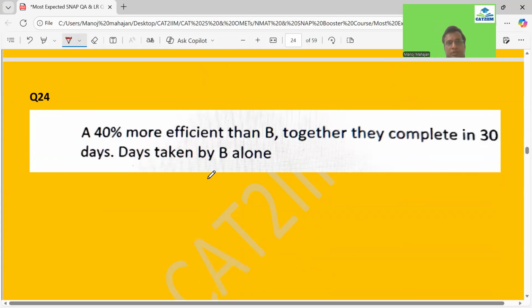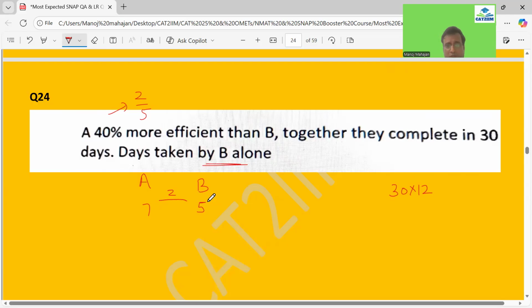A is 40% more efficient than B. So what is 40%? If I look, 2 upon 5, right? So let me take B as making 5 units, let's say per day. So A would be 2 by 5. If I calculate a 5 is 2. So A would be doing 7 units per day, right? So together they are doing 7 plus 5, 12 units per day. So they complete the task in 30 days. So the task was of 30 into 12, right? Now the question is days taken by B alone.